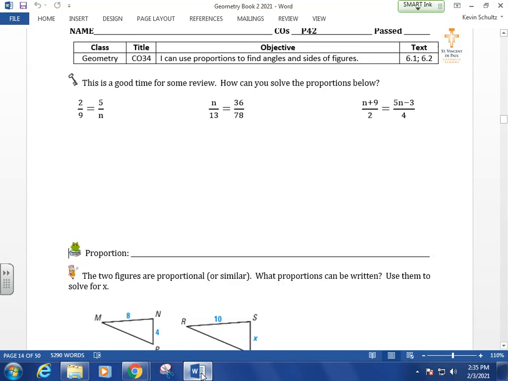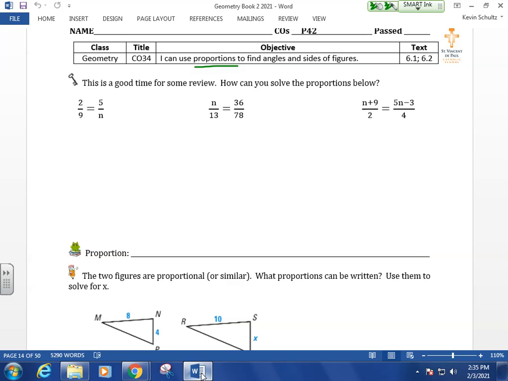Everyone, good day, geometry. We are covering CO34 today, which is actually going to be a nice piece of review. This unit, as we talked about earlier, focuses on shapes that are similar, not congruent. So they're not going to be the same shape. They're going to be similar, and we're going to be using proportions to solve for sides. Because when you use proportions, things that are proportional, they follow a scale factor. They are similar figures. So for starters here, we're just going to review how to solve a proportion.